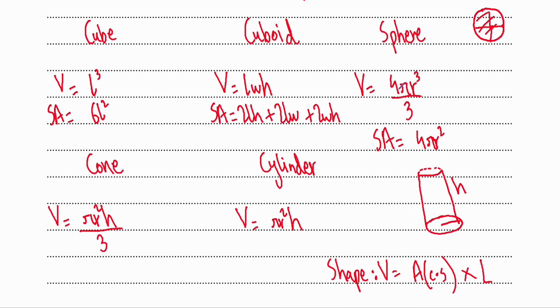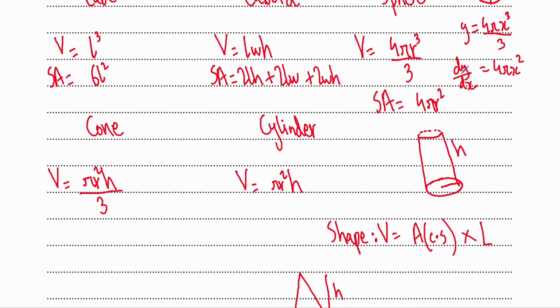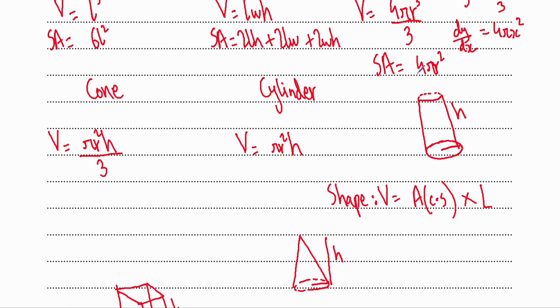And also, if you watch the video on differentiation, imagine this was y, right? Imagine we had y is equal to 4 pi x cubed over 3. So in this case, V is equal to y and r is equal to x. If you found dy by dx, that is actually equal to 4 pi x squared, which is also equal to the surface area. So the derivative of the volume with respect to radius is the surface area. You don't have to worry about it, it's just additional information. You can see what that means on the internet if you're interested.